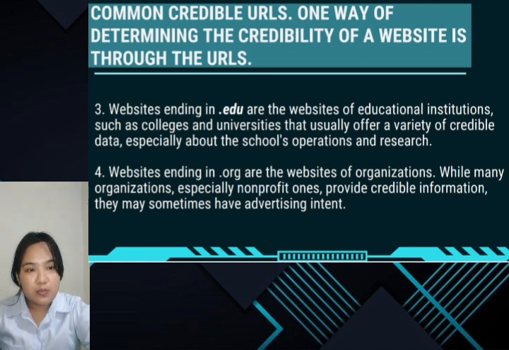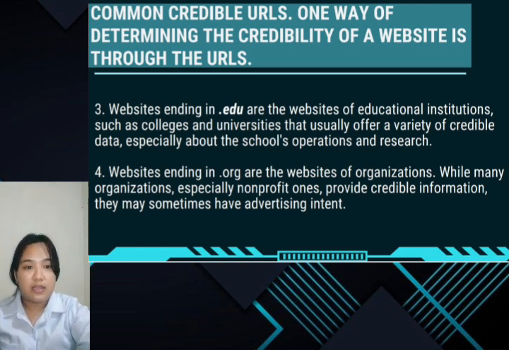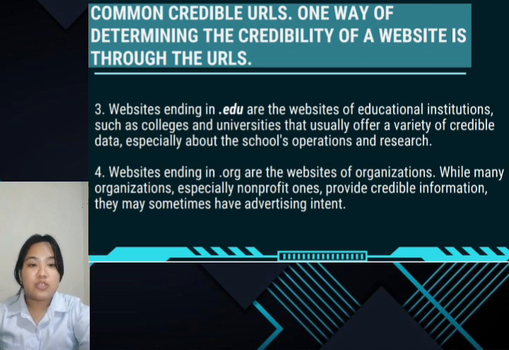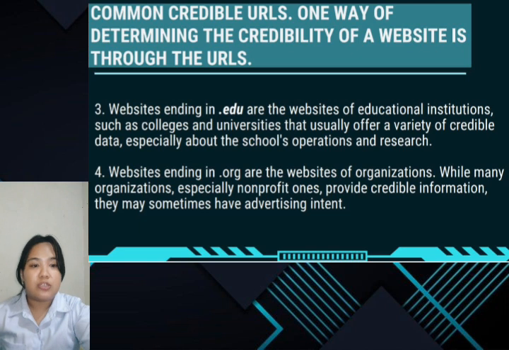Next, fourth is websites ending in .org. These are the websites of organizations. While many organizations, especially non-profit ones, provide credible information, they may sometimes have advertising intent. So .org websites are associated with various types of organizations, including non-profits, charities, advocacy groups, and professional associations. Organizations often have specific missions or agendas which might influence the information that they present.